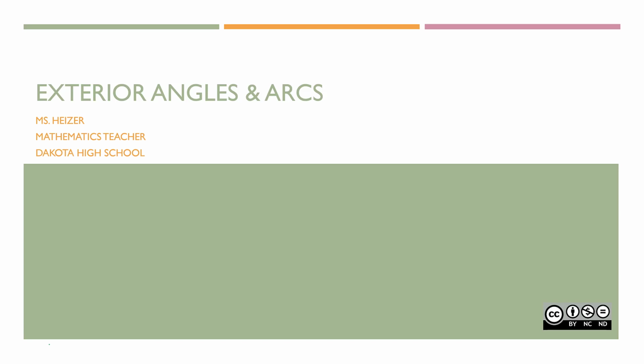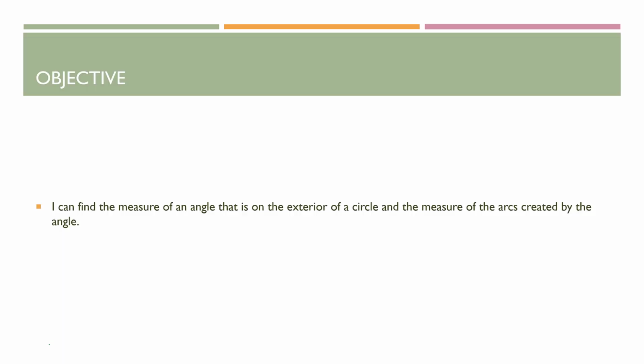Welcome to our lesson. Today we'll be looking at circles and when the vertex of an angle is on the outside of that circle. So today's objective is we will be able to find the measure of an angle that is on the exterior of a circle or outside, and we'll also be able to find the measure of the arcs created by that angle.